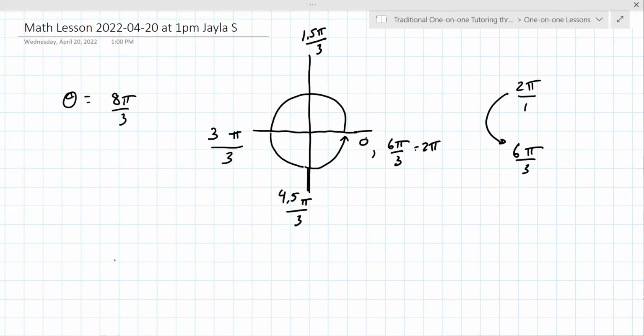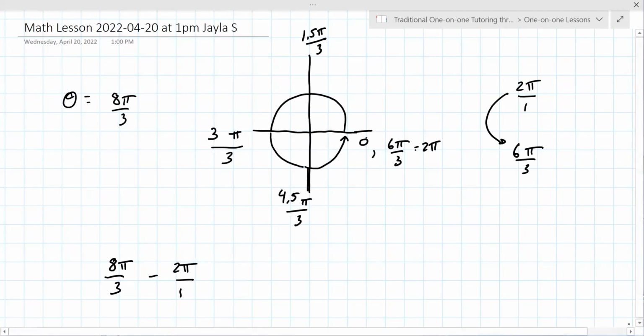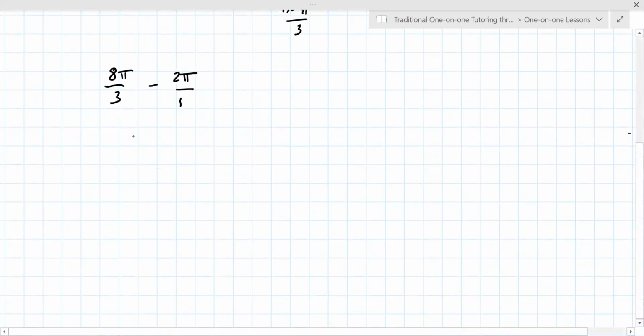So let me actually try something different here, because I don't think this is very helpful. Remember we talked about adding and subtracting 2 pi or 360 degrees? Okay, let's do that. Now, this is 8 pi over 3 minus 6 pi over 3, which is 2 pi over 3.